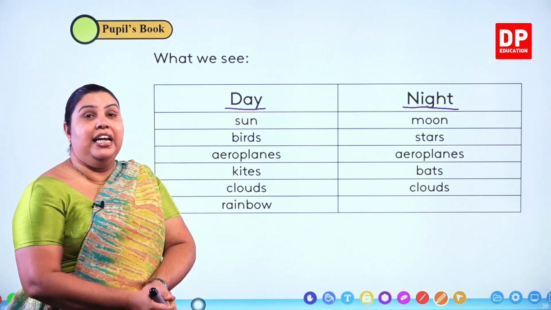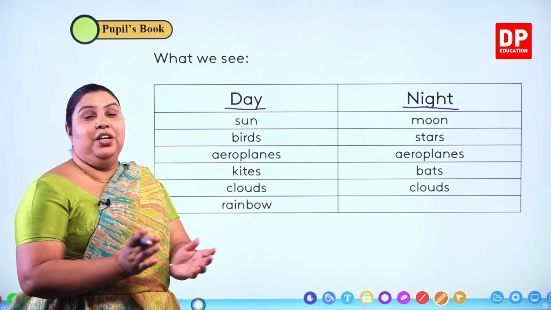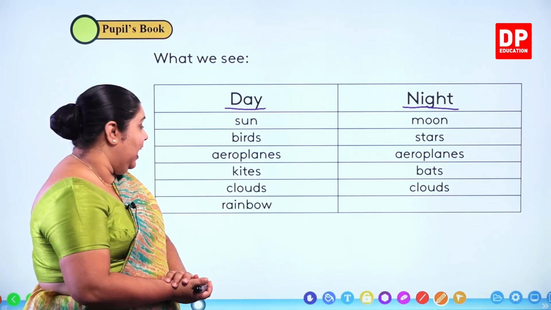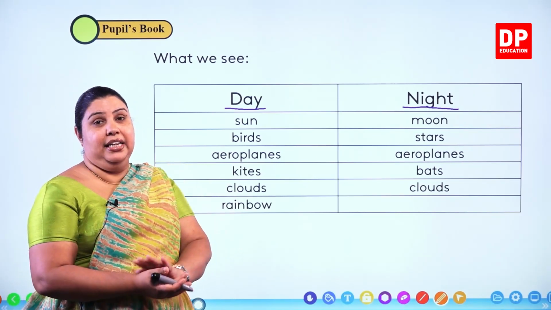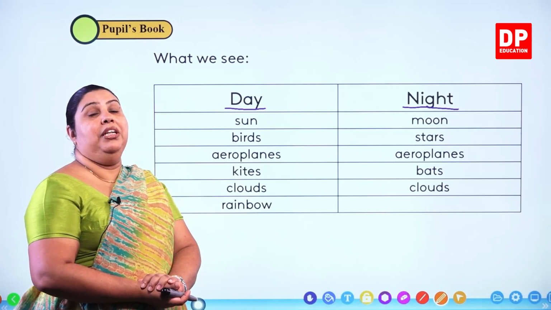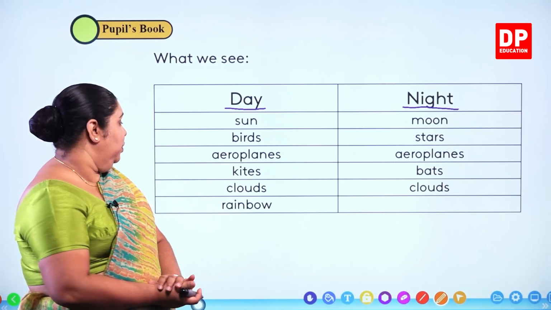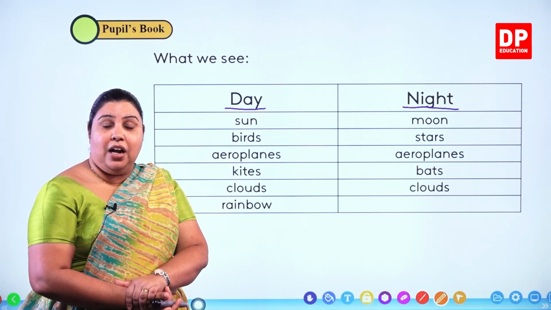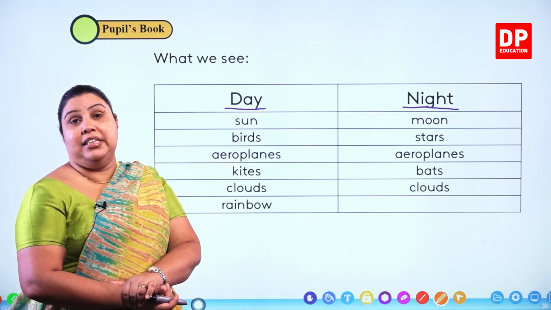So during the daytime you make your kites and you take them out and then you start flying the kite. So during the day sky we can see kites being flown. Then we see clouds. Now the clouds are there in the sky all the time.